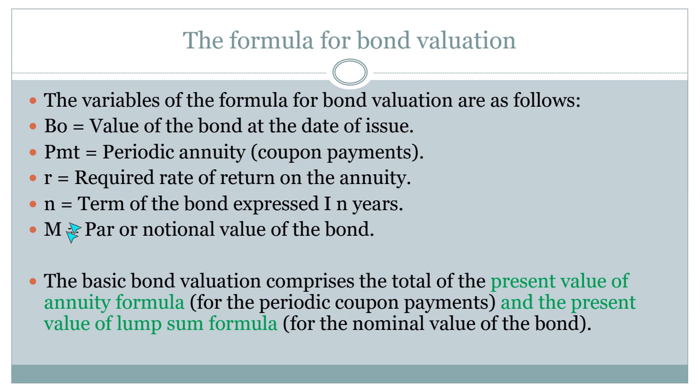And then M, that capital M, is going to be the future value. In other words, the par value or that notional value, nominal value of the bond. In other words, that lump sum that I'm going to receive when the bond finally matures.